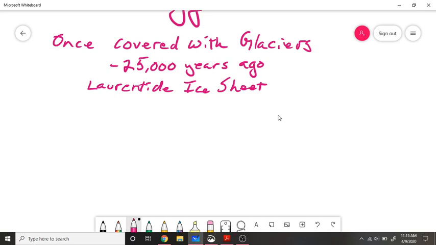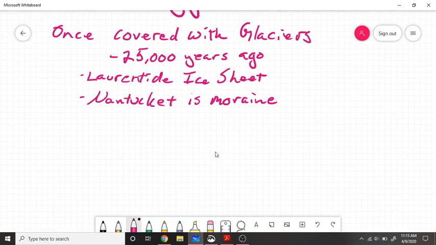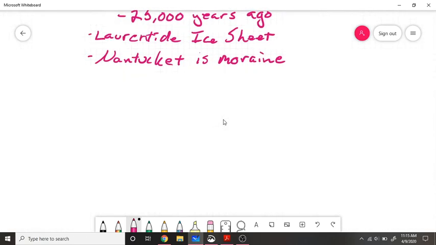In fact, the island of Nantucket is actually a moraine left over from the glacier. Some other features that the state has.